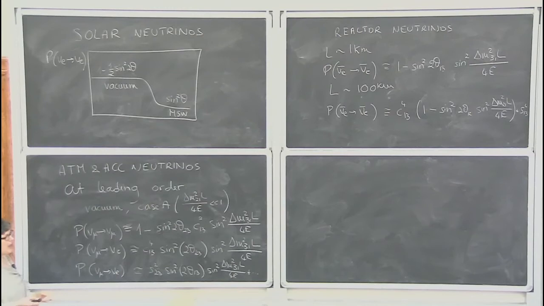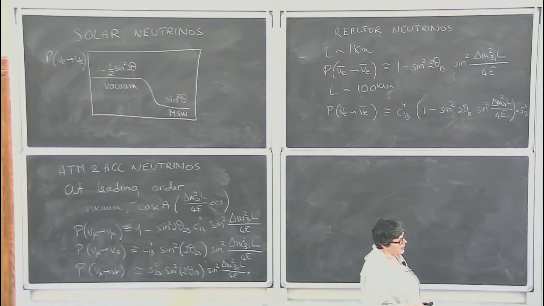And this is a view of the Super-Kamiokande detector. This is a typical event. This is from T2K. This is a nu mu. I would say that this is probably a nu e. It's a bit fuzzy in the Super-Kamiokande detector.